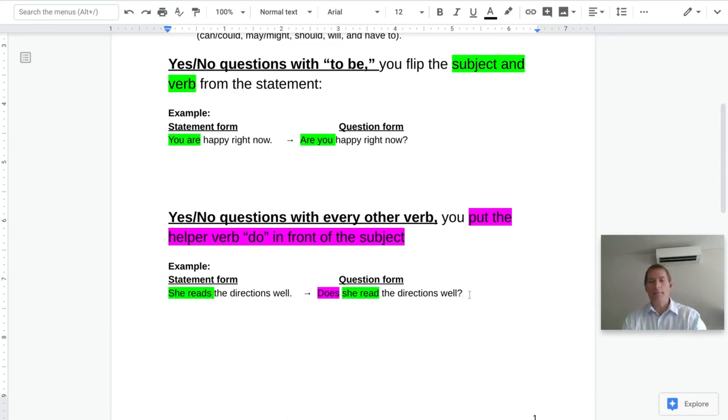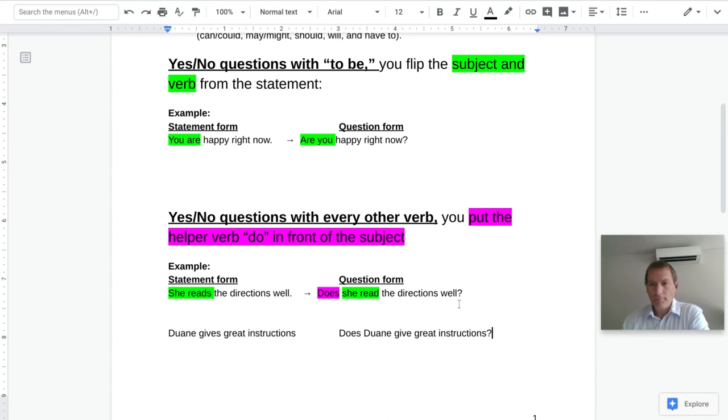Let's try one here. Dwayne gives great instructions. So pause and make a question. Now unpause and see if you got the right form. Does Dwayne give great instructions?